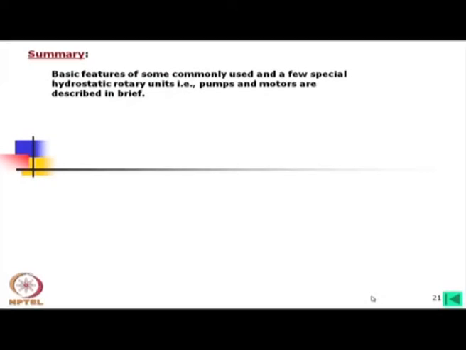Now, in summary, I would say these are the basic features of some commonly used hydrostatic pumps and units which we have described, but this is only to give an idea of how they work. We will study some units in detail.